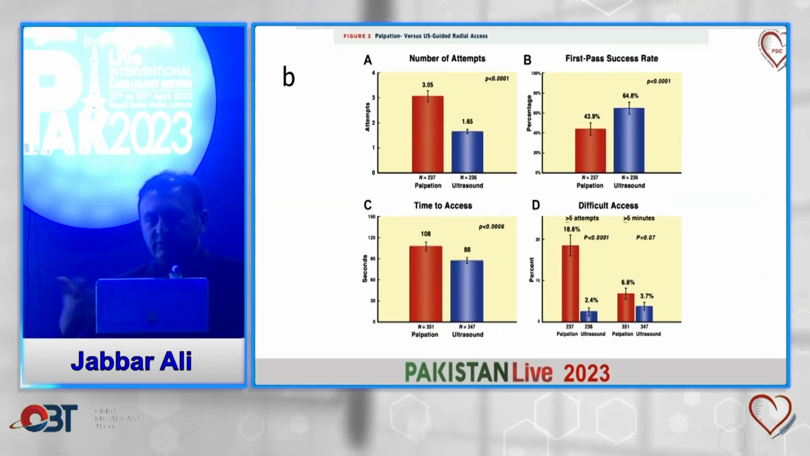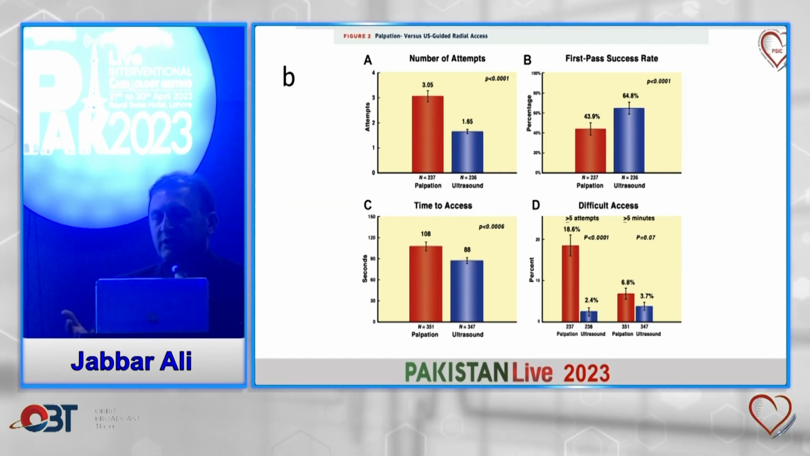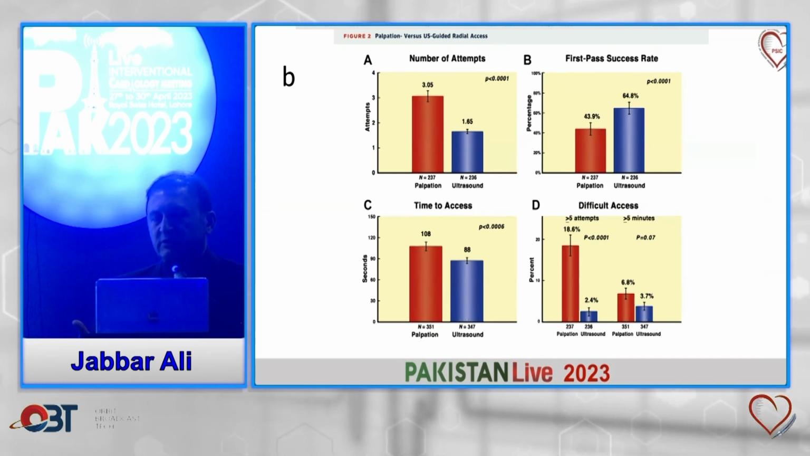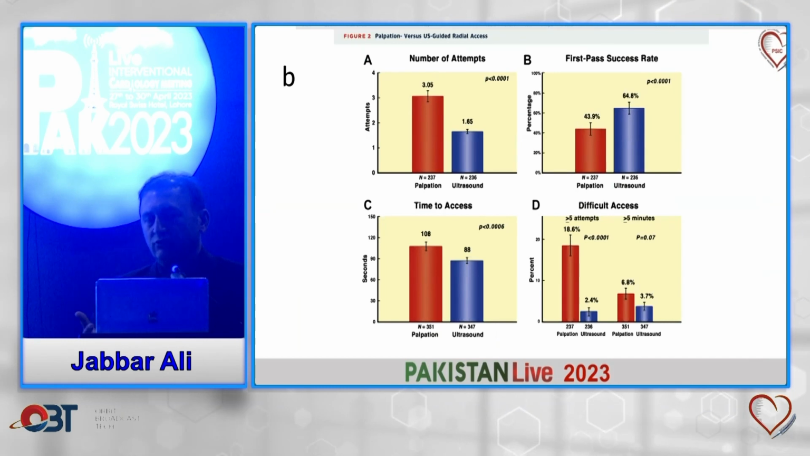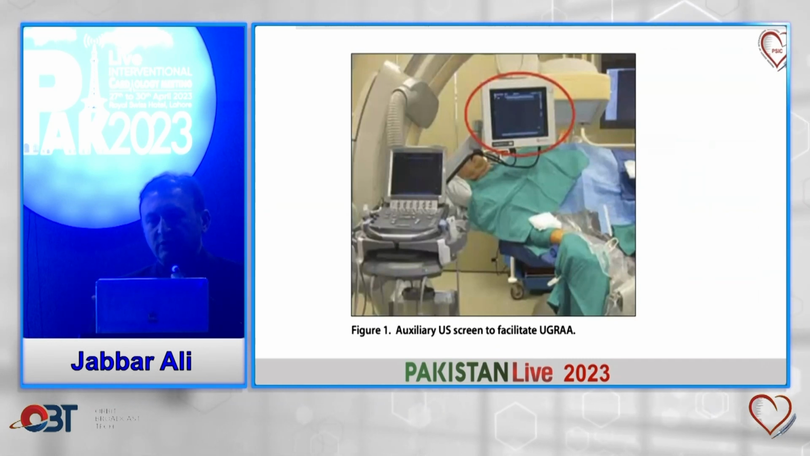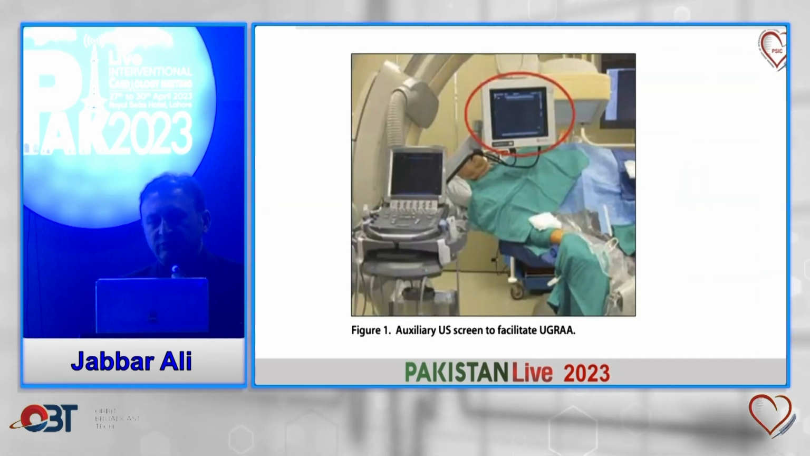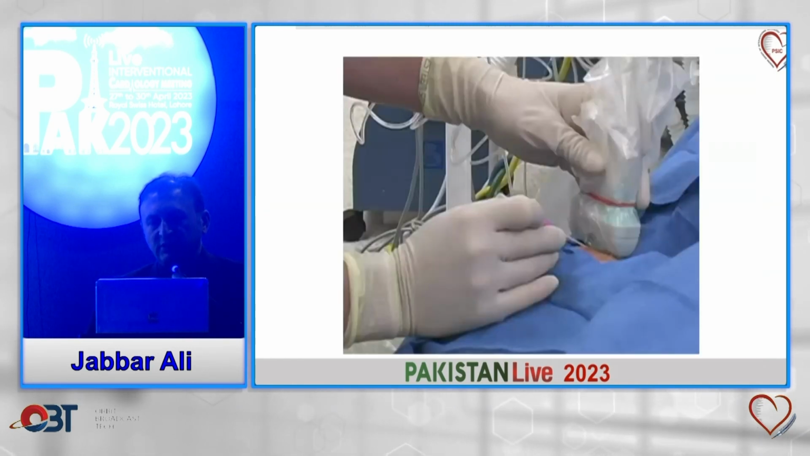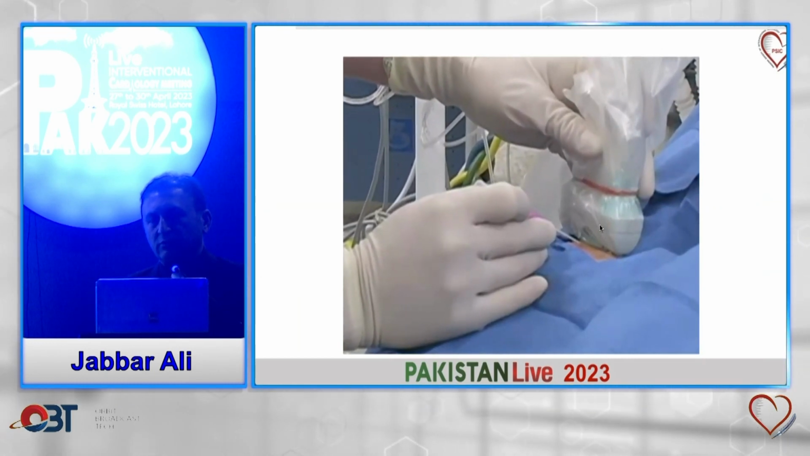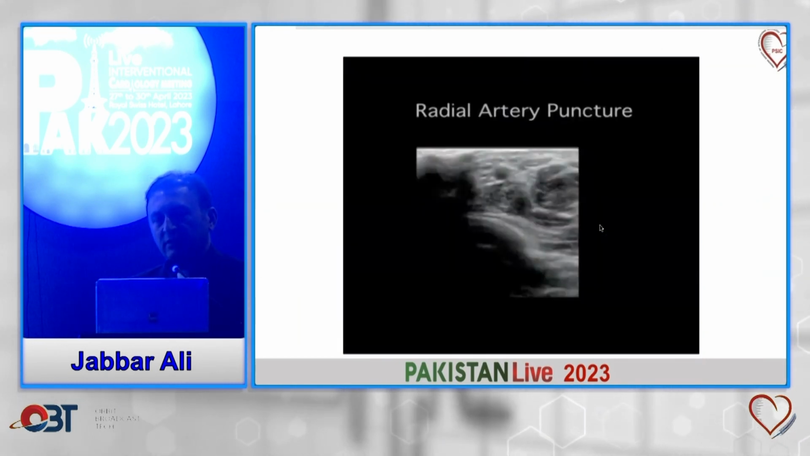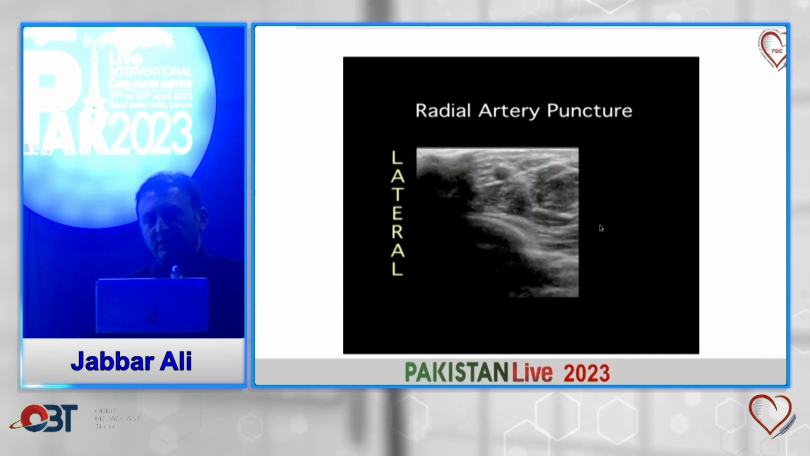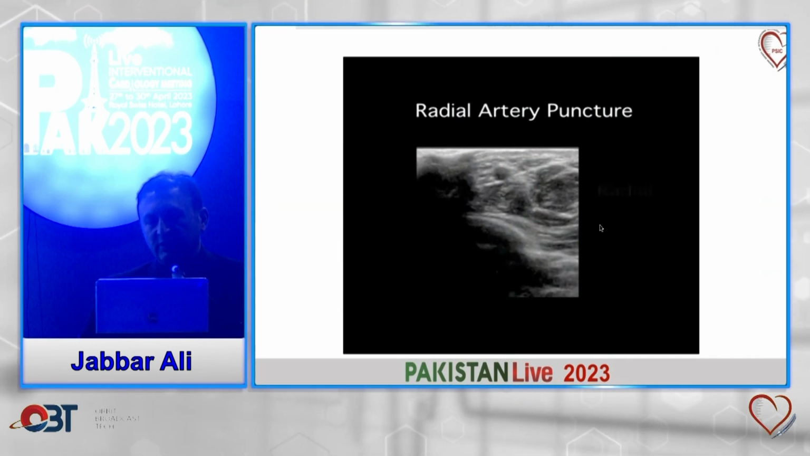Especially in complex radial access, which was defined as more than 5 minutes or 5 attempts, again, ultrasound was most beneficial. This is how the setup should be used. We should have a screen at the left shoulder, and this is a short video. The ultrasound probe should be held in the non-dominant hand, started in the linear orientation and then rotated anti-clockwise, and once the artery is identified, it can be punctured in the middle.